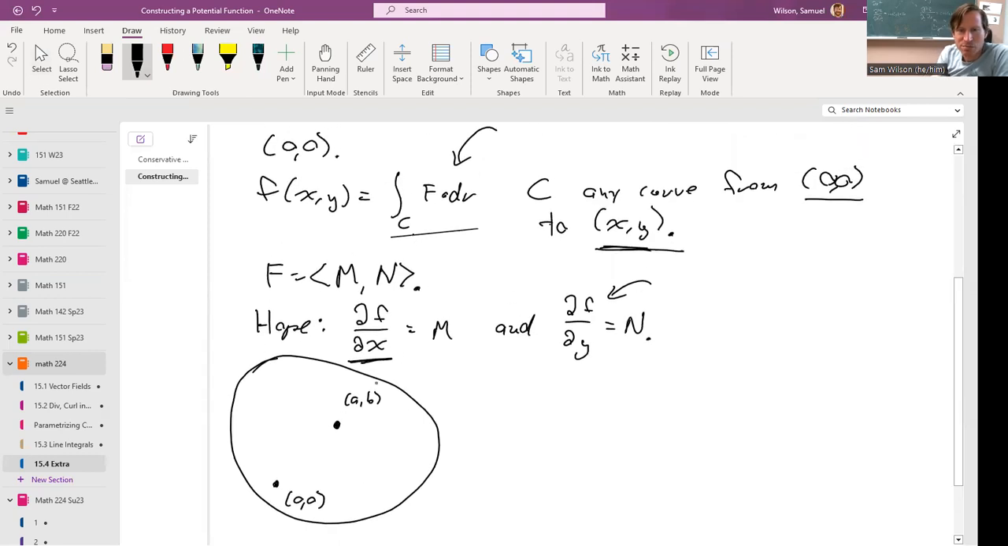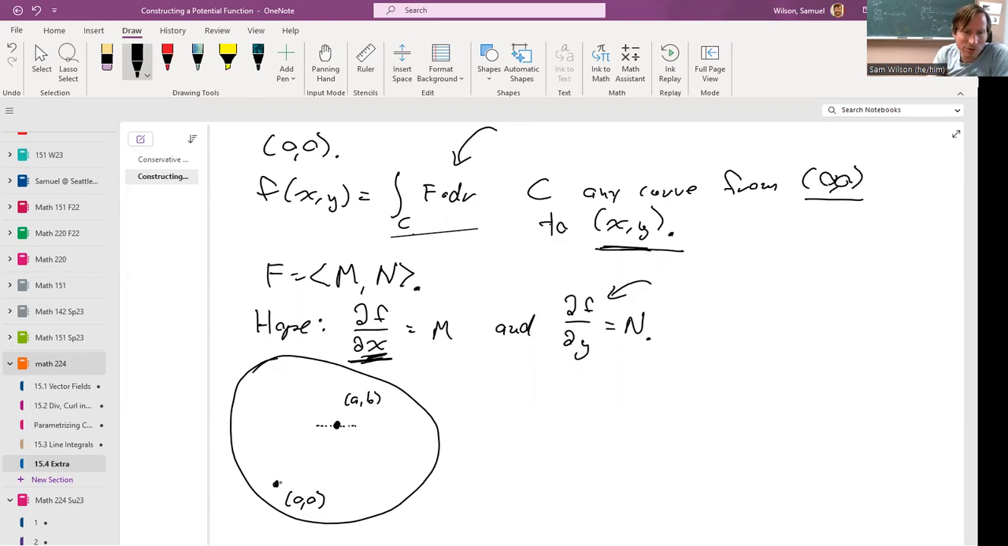So to compute this derivative, I need to know something about the value of the function f on a bunch of points near (a, b), but varying in the x direction, like this, right? But knowing that this integral is path independent lets me choose any path to get up here. And so what I'm going to do is choose a very specific path, right?